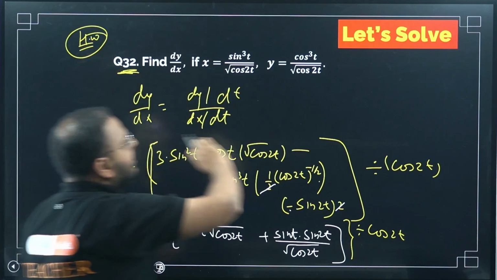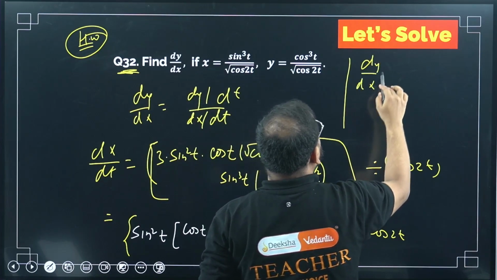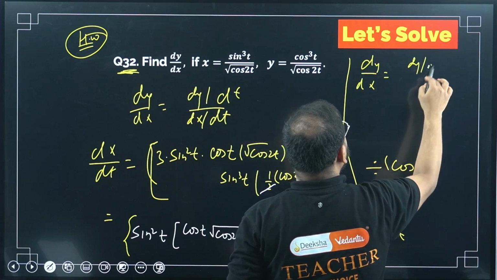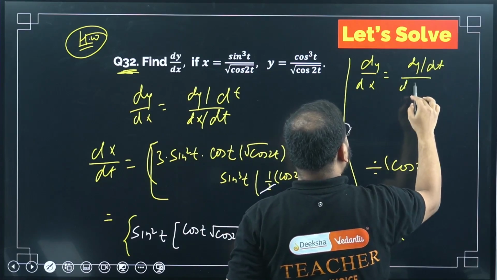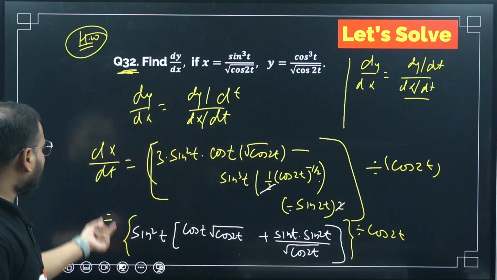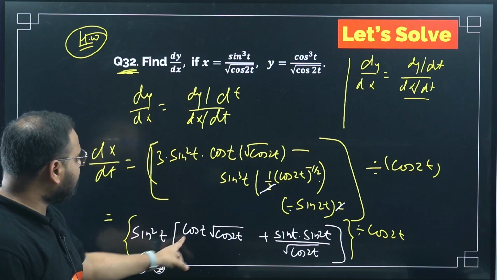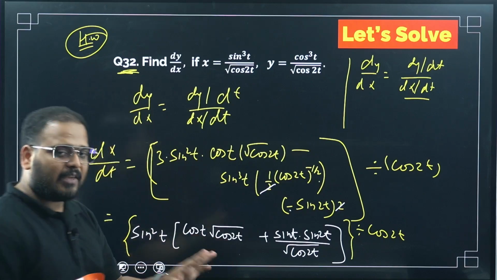What are we going to do? Again, I'll write the final step. So you write it as dy by dx will be equal to what? dy by dt upon dx by dt. Same approach you use. I have tried to find dx by dt, but it's very close to the answer. So the answer will come as sin square t cos 2t. I'll give you the final answer.